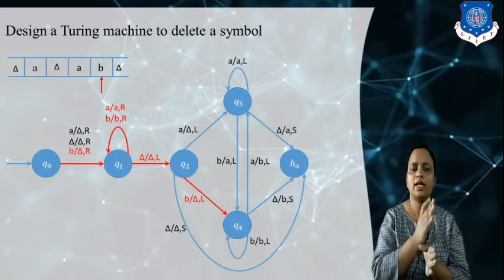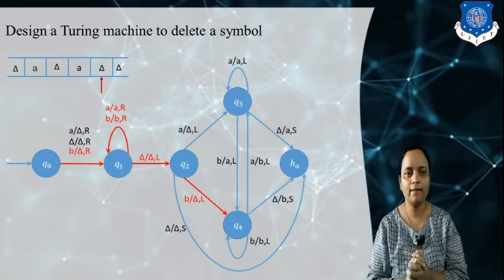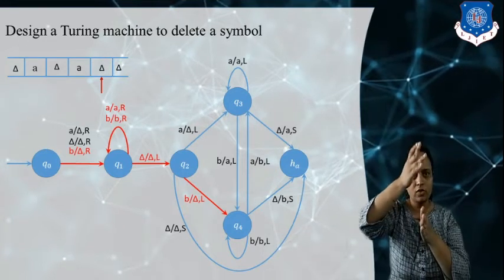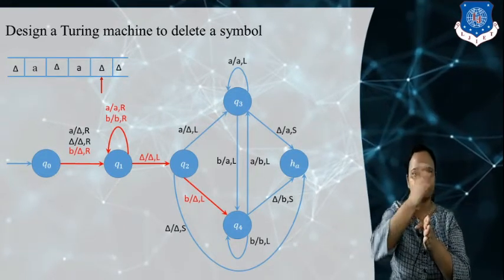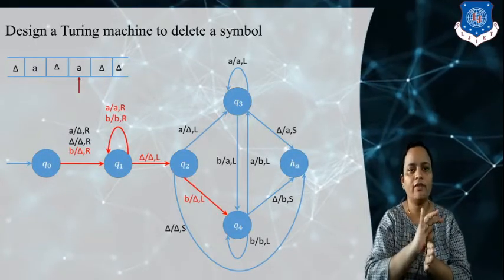Now the next cell is moved. So here my b is replaced by a delta. So delta is shifting to the left side. Now my b is shifted. Now my b is replaced by a delta. Now move my head to the left side.